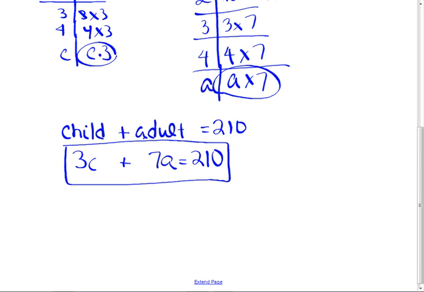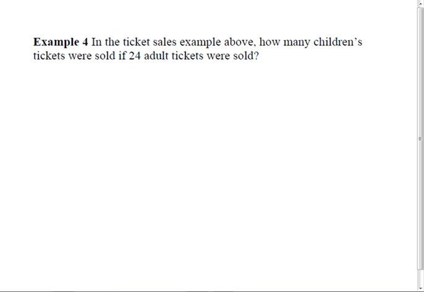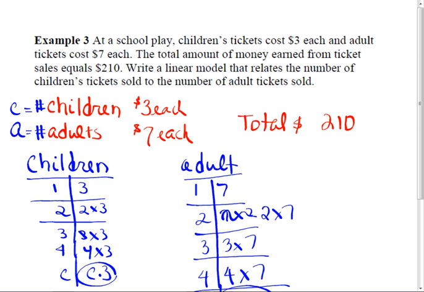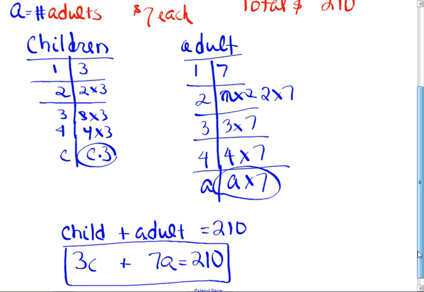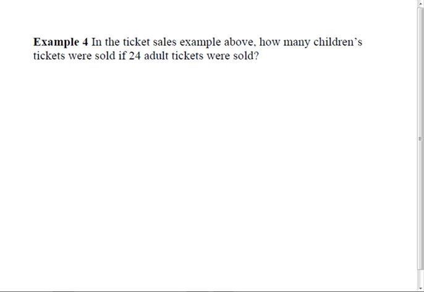I could figure it out, but that's more than what we want to know, and that's all they're asked to do. Okay, except I have to copy that equation down, which was 3C plus 7A equals $210. Now, it says how many children's tickets were sold if 24 adult tickets were sold. Where am I going to put the 24?